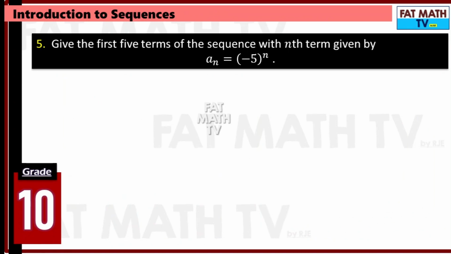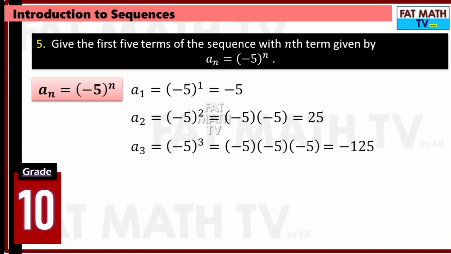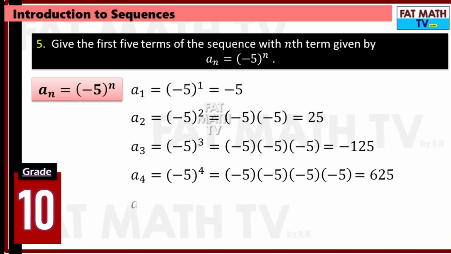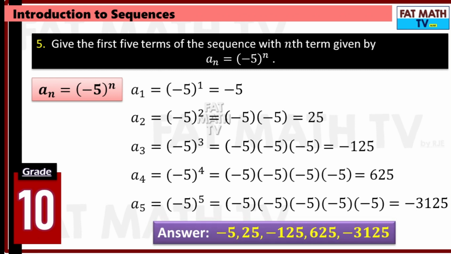Example number 5. Give the first 5 terms of the sequence with nth term given by a sub n equals negative 5 raised to n. First term, n equals 1, so negative 5. Second term, positive 25. Third term, negative 125. Fourth term, that is 625. And fifth term, multiply 5, negative 5, so that's negative 3,125. So the first 5 terms are negative 5, 25, negative 125, 625, and negative 3,125.